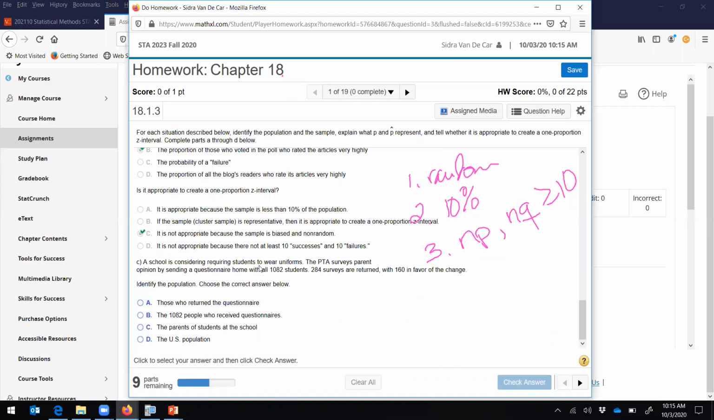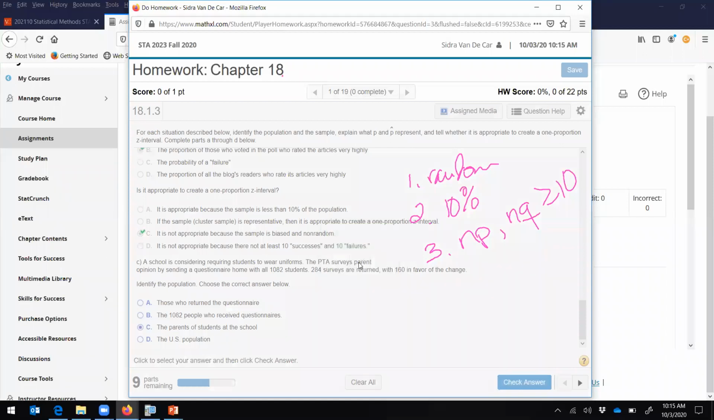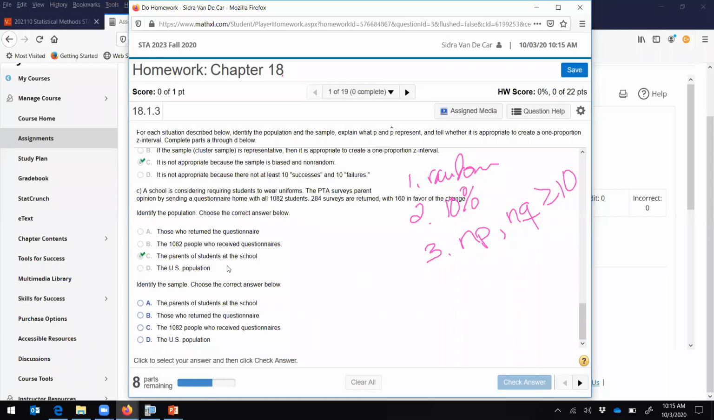A school is considering requiring students to wear uniforms. The PTA surveys parents' opinions by sending a questionnaire home with 1,082 students. 284 surveys are returned with 160 in favor of the change. Our population is the school's population, right? So the parents of the students at the school is who we're asking to fill out the survey. We were looking to know their opinions. Identify the sample. The sample is the people who sent back the survey, which is the 284 that are returned.